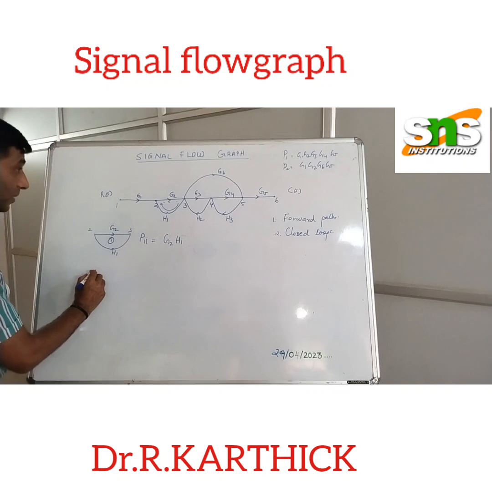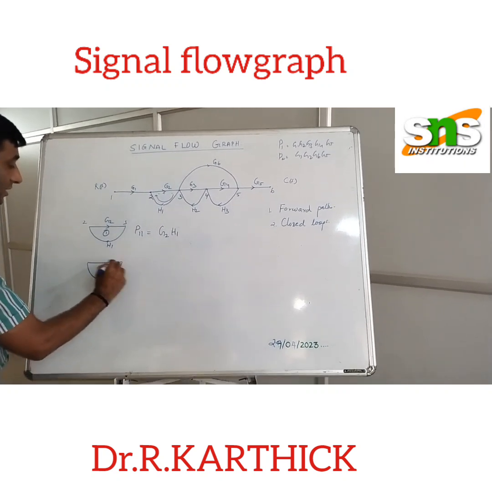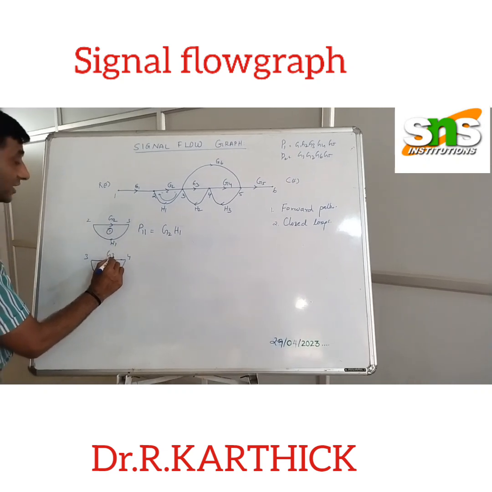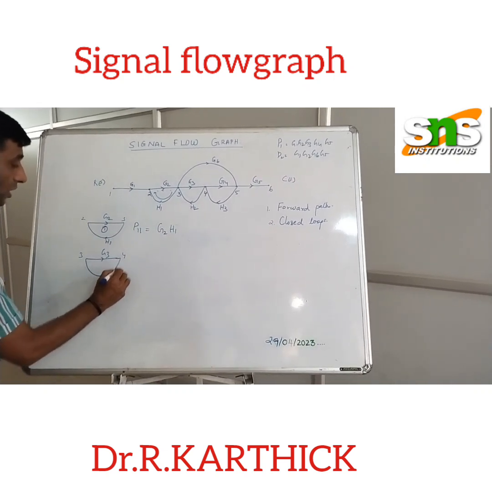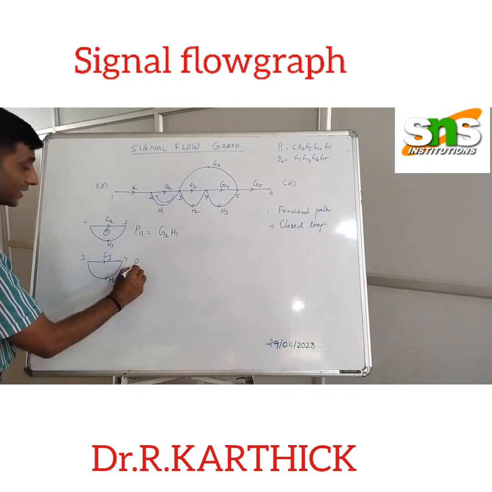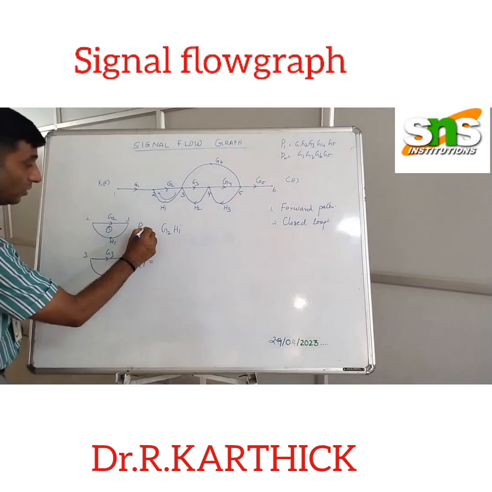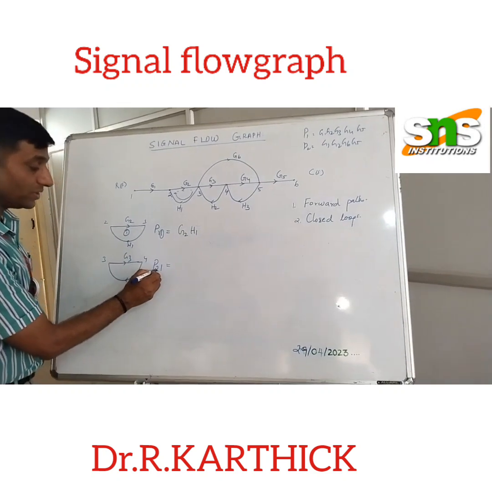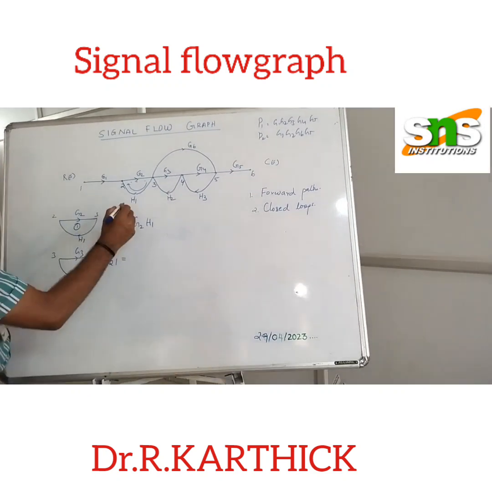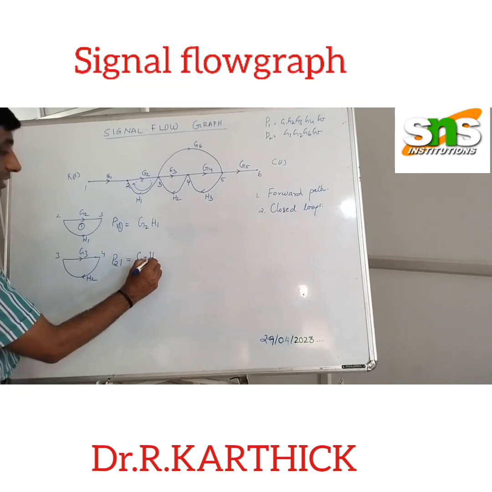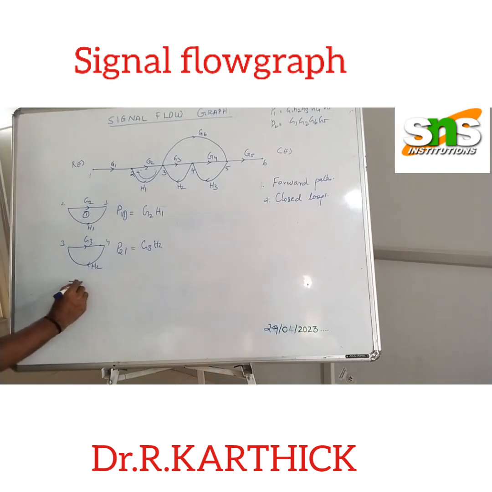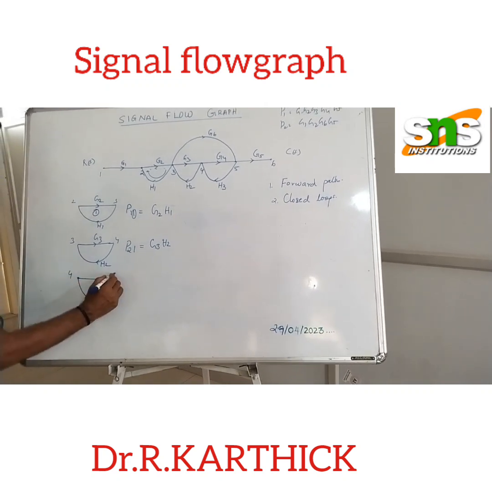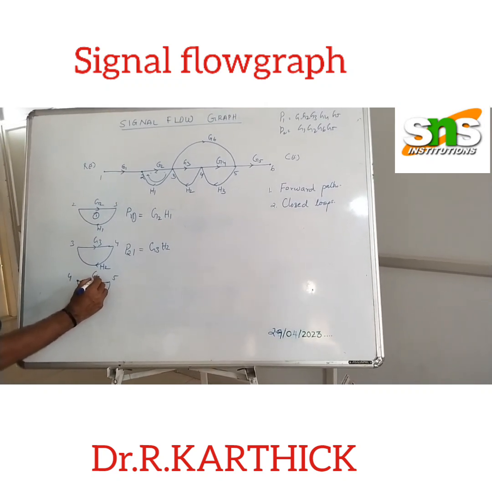Similarly, the second loop. It is 3, 4, and now it is G3 and H2. I'll write it as P21, where the 2 indicates the second loop and the 1 indicates it is an individual loop. So here it is G3 H2. Then we have the third loop, which is 4 and 5, with G4 H3.